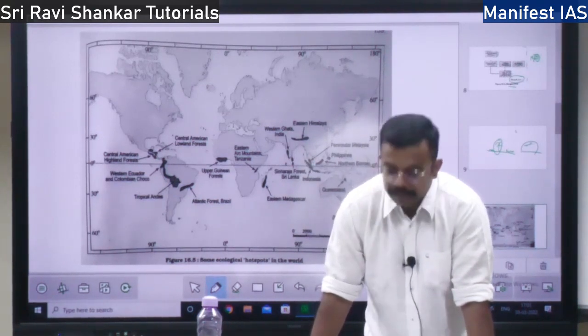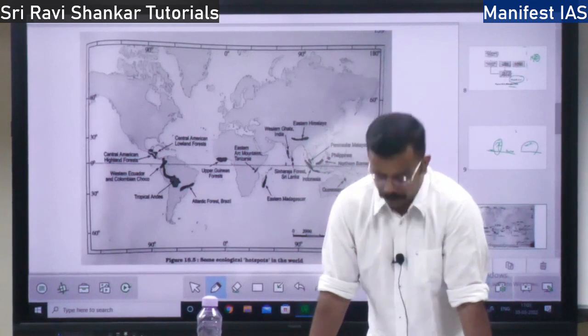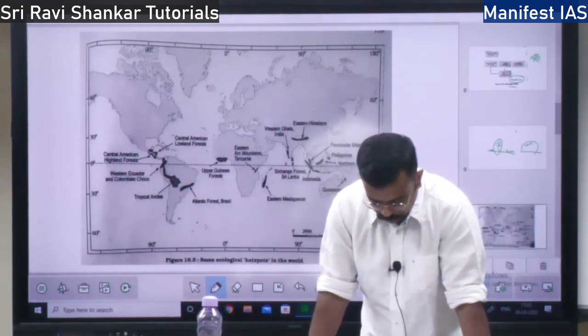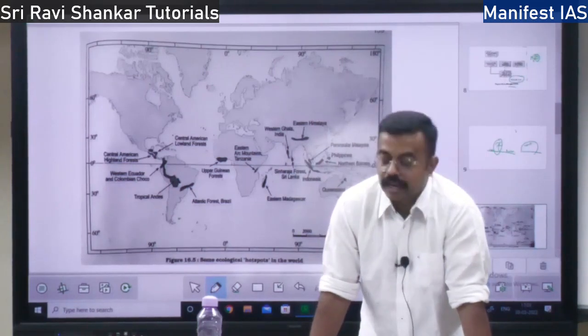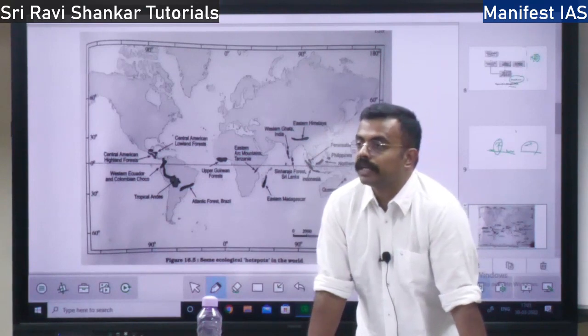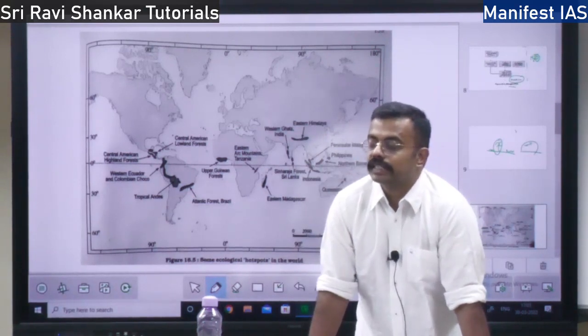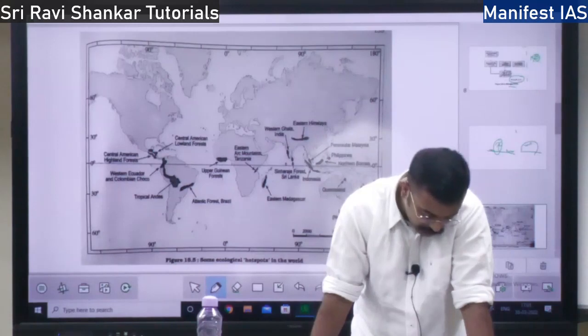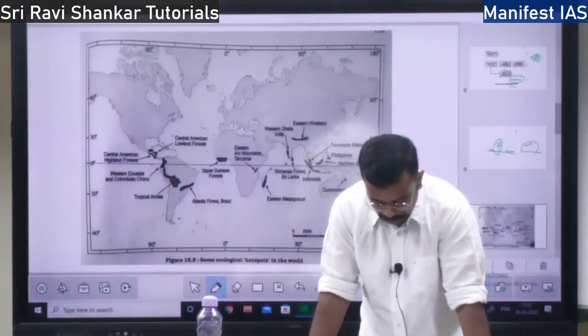Ecological means the environmental role of biodiversity. In the environment, there is interdependence of organisms. There are multiple types of organisms, and these organisms are dependent on one another, right? If there is high biodiversity, there is high interdependence. So there will be stability in the environment. That is the ecological role of biodiversity.